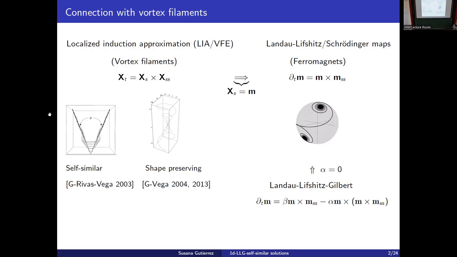So the motivation to study this model, the LLG equation, coming from the vortex filament equation, is that we wanted to see whether the techniques we learned to understand these singular solutions in the context of the vortex filament could also be used to understand particular solutions of other physically relevant models. And in particular, at the level of the Landau-Lifshitz equation, a natural physical model that is relevant is the LLG equation that models the motion of ferromagnets.